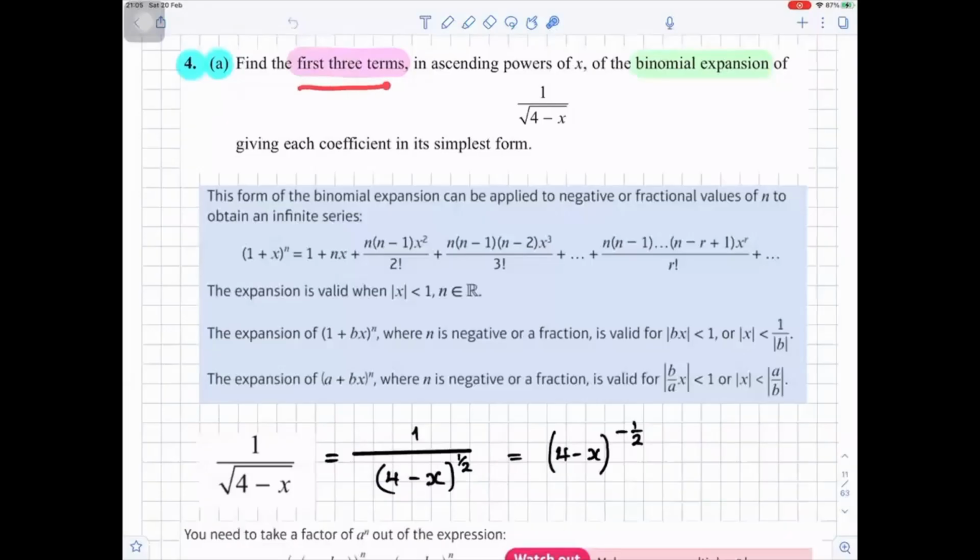To get the first three terms in a binomial expansion, we will use this formula. That's the formula for binomial expansion, and you get that from the formula book. So we need to put 1 over the square root of 4 minus x in a way that we can expand it. The square root can become the power half, and if we take it to the top, it becomes (4 minus x) to the power minus a half.